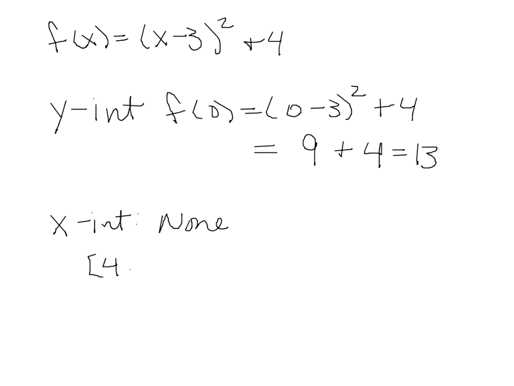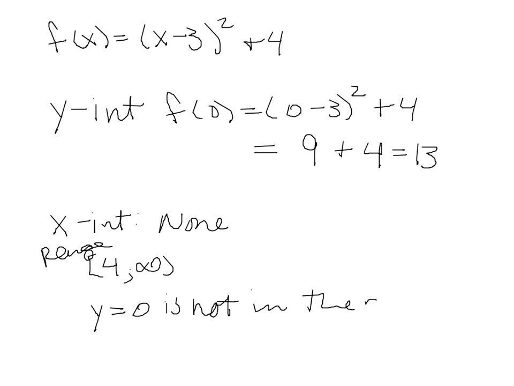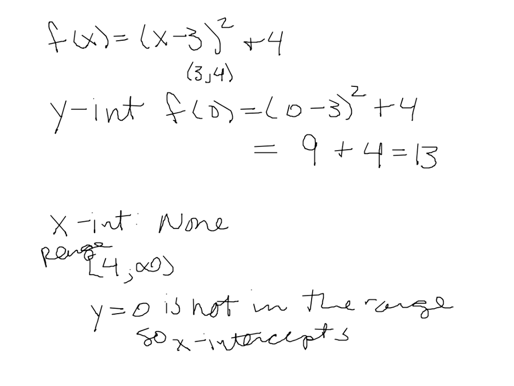If I look at the range, I see that 0 is not in the range. So y equals 0 is not in the range. So there's no x that makes y 0, so there's no x-intercepts. Another way to think about it is our vertex was (3, 4), and it opens up, so it's not going to cross the x-axis. So our x-intercepts are none.